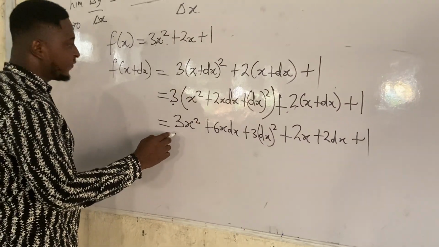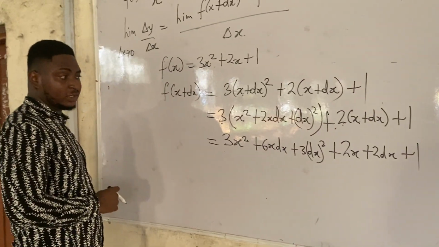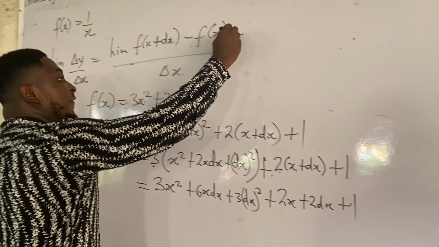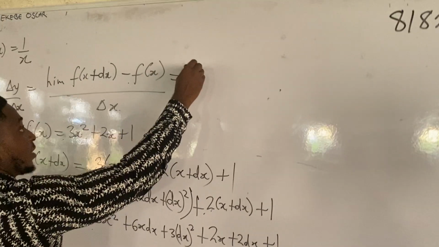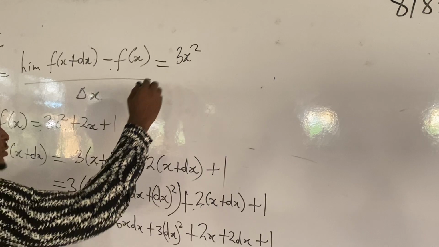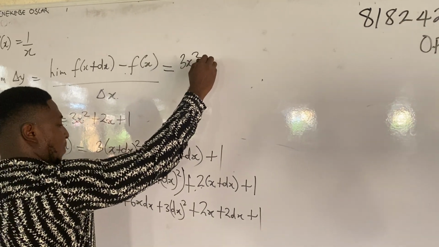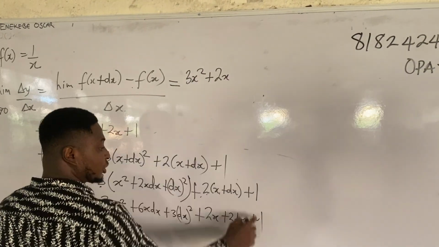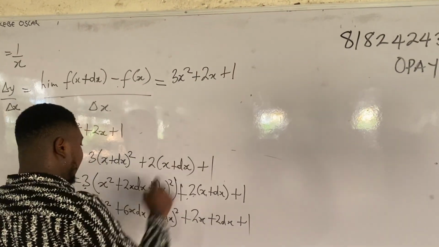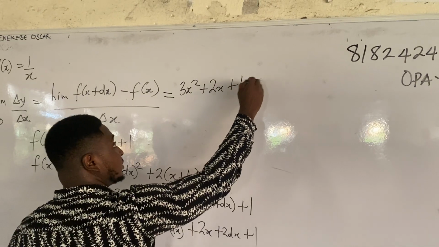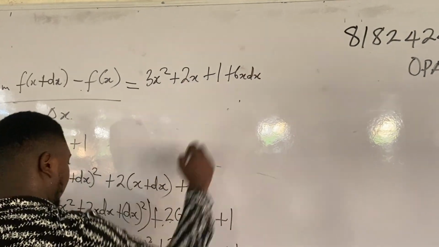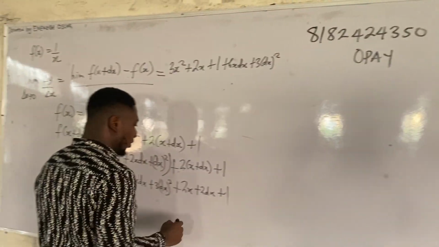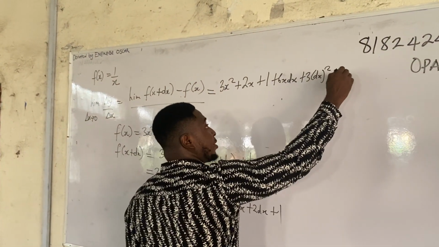This is clearly f of x plus dx. This is f of x plus dx, and we have f of x. Let's apply it in the formula now. f of x plus dx is 3x squared plus, let's collect like terms, anybody that does not have dx first, plus 2x plus 1. Now let's go to those that have dx: plus 6x dx plus 3dx squared, plus 2dx.